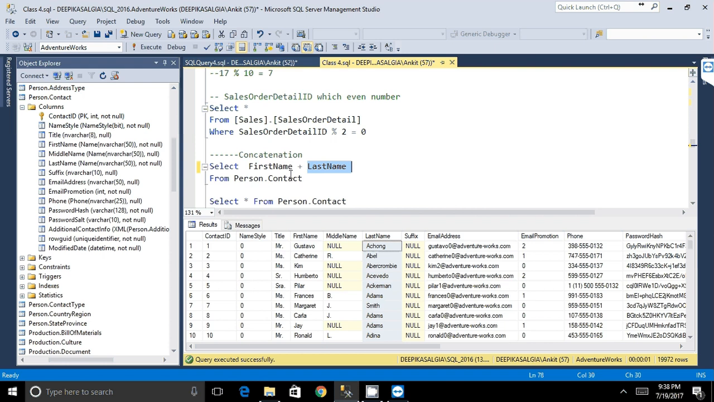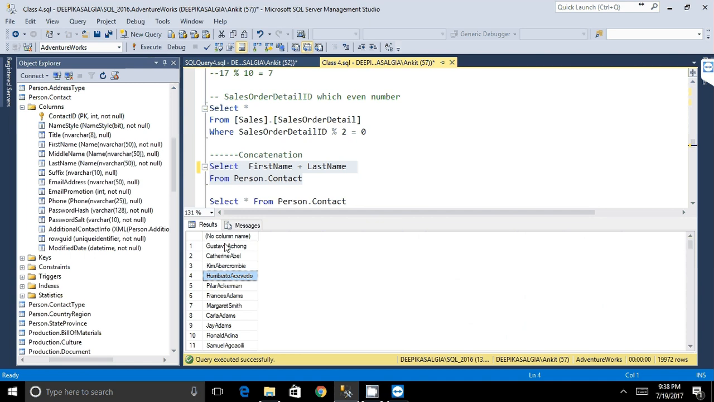What would it do? It would concatenate two columns together from the person.contact. So you see my first name and last name got concatenated into just one column. Okay, so what I need to do is alias this column so I get a column name. I alias this column as full name, and then I say I want to see all the columns in my table. So I put a comma and then I put the star.